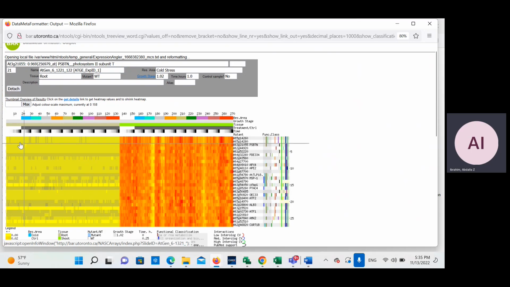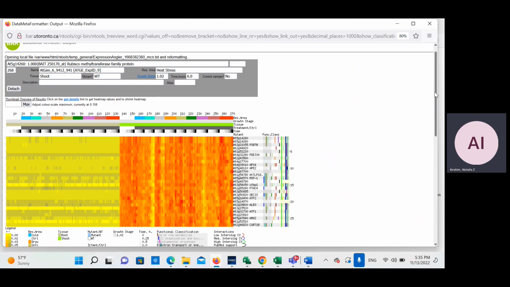So for each given sample, it tells you which tissue it's at, and which growth stage. These are the growth stages right here; you could find out what those mean. But it also tells you the treatment. So the black is the treatment and the white is the control. And this one tells you the time, like how many hours after treatment.